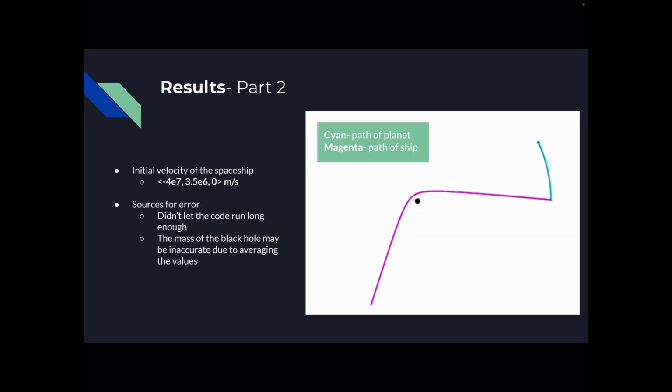As a result, again, here is our initial velocity of the spaceship. Possible sources of error are that I didn't let the code run for long enough, and the mass of the black hole may be inaccurate due to averaging the values.